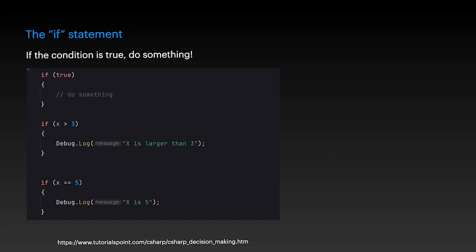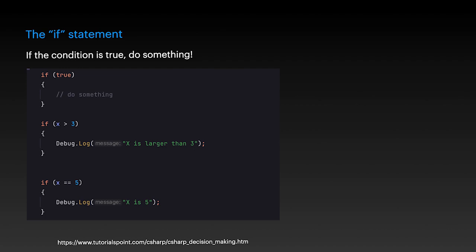So let's see the simple if statement. If the condition is true, do something, right? You can see the first one, if true, then do something. So for the parenthesis inside the if statement, if it is true, then let's execute something under it. For example, the second one: if X is larger than 3, then do something. If X is 4, for example, then it means that the if statement is true.